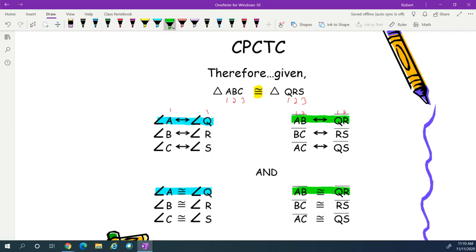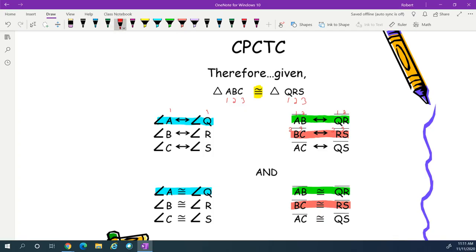This idea of corresponding parts, and we want to put those letters in the matching order or corresponding order. So look at the next one, BC. BC, if we look at our numbering, goes from 2 to 3. 2 to 3. Well, we have to match that from the other triangle. R is letter 2, S is letter 3. So segment BC corresponds to segment RS, which means segment BC is congruent to segment RS. This is called corresponding order. We put the letters in the same order.